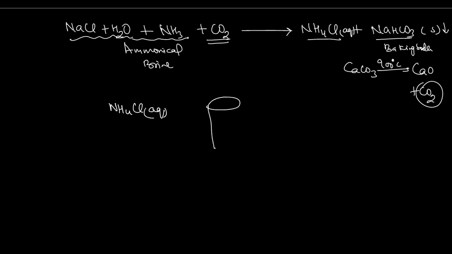Now ammonium chloride is in aqueous form, it is dissolved in water. It is in soluble form. This is aqueous, means it is in soluble form, and we have some ppt of sodium hydrogen carbonate that settles down in the bottom.